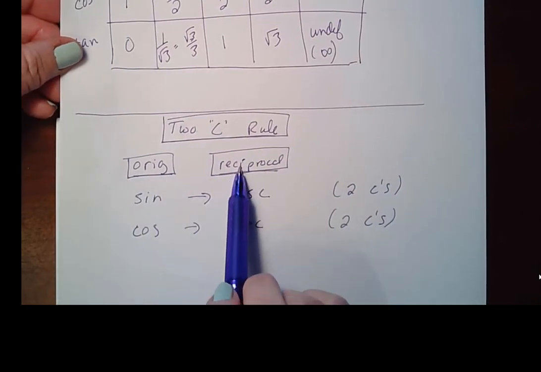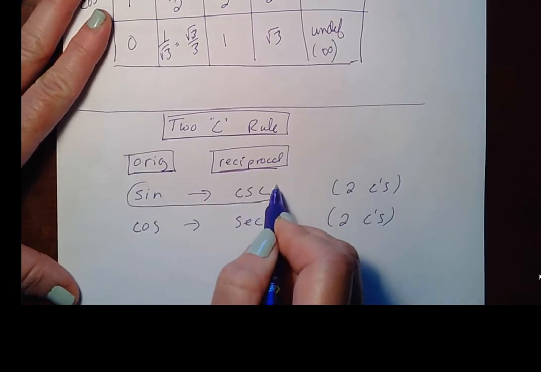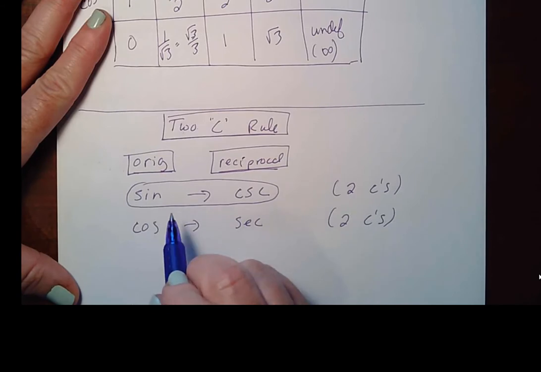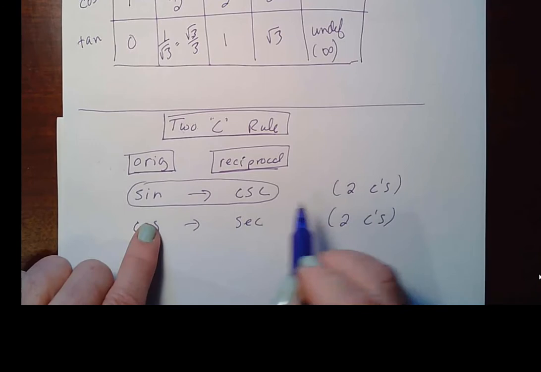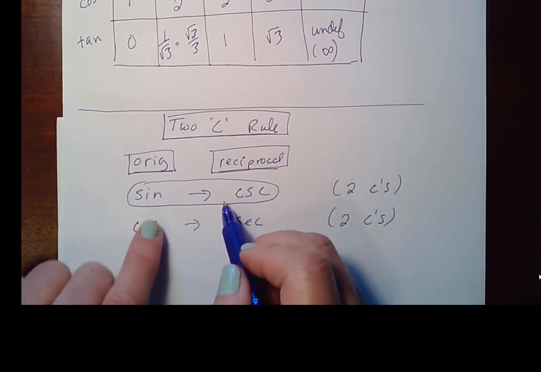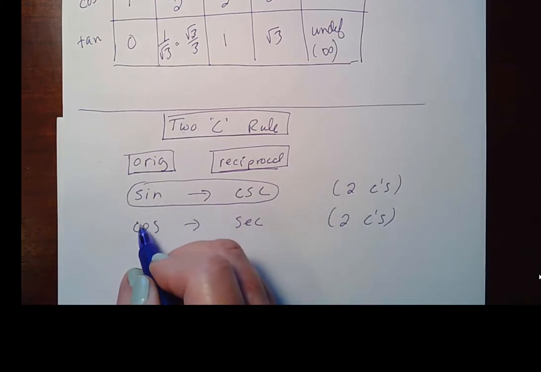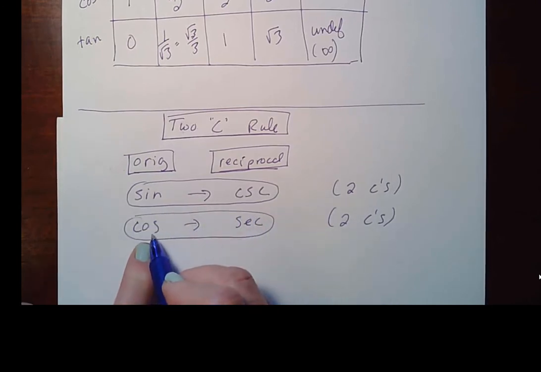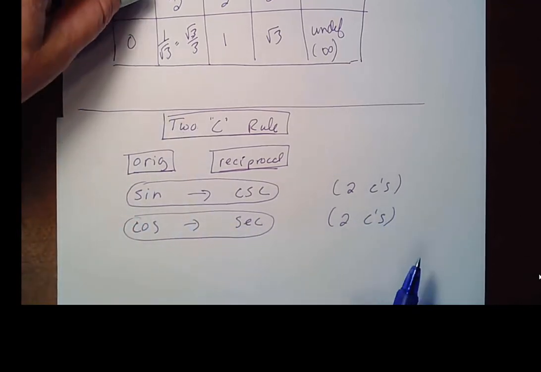Okay, if you have your original function and its reciprocal, if the original is sine, its reciprocal is cosecant. Why? Because there has to be exactly 2 C's between them. There's no C in sine. There's 2 in cosecant. Therefore, that's your relationship. Same thing with cosine. There's already 1 in cosine. That means its reciprocal can only have 1. So the reciprocal of cosine is secant. Again, 2 C's, 2 C's. Okay, that's your 2C rule. It's just a little way to keep it straight in case you forget or you're not sure.